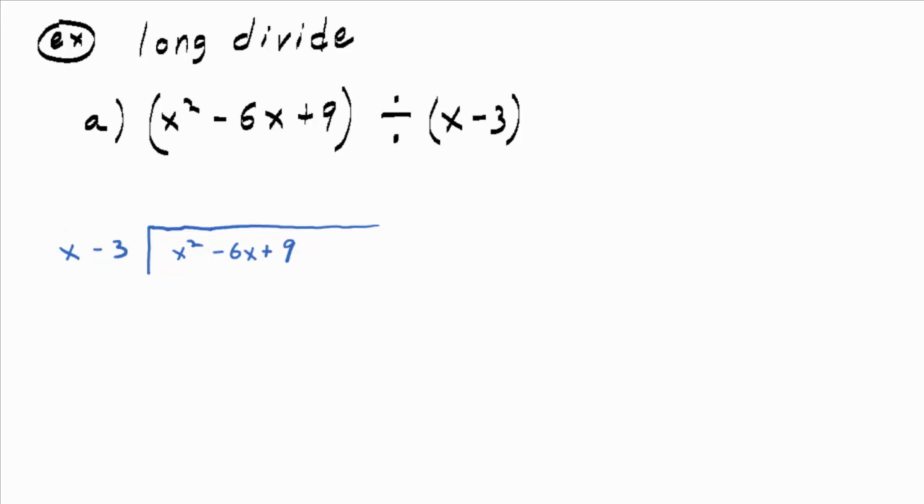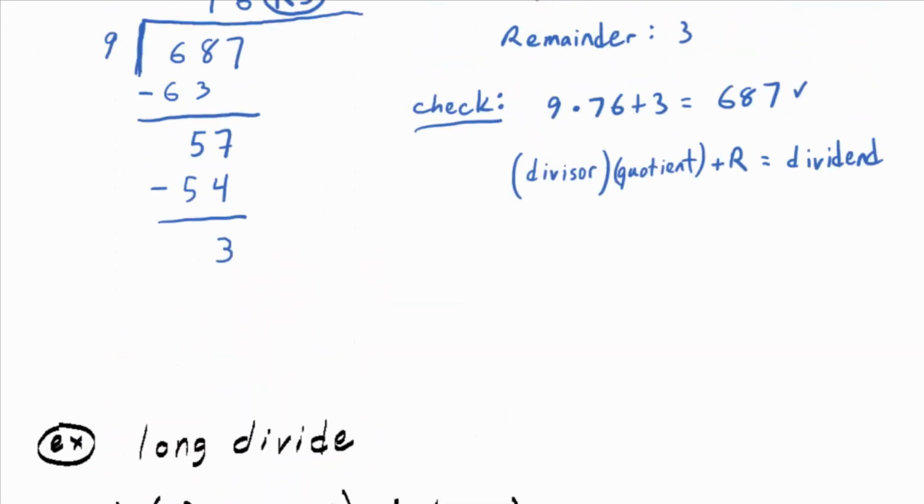X. So we're going to put that result right here. Now, different books will tell you to do it differently, but I like to put the x above its like term inside the garage. So this x above the minus 6x. I think it's a nice way to organize it. And then, well, wait, let's go back and refer to that first problem that we did.